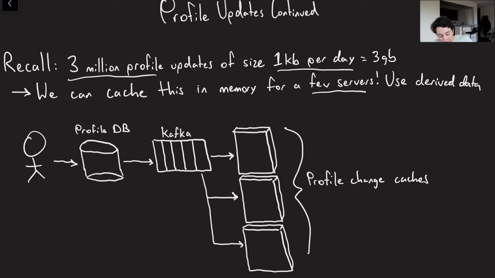So let's say I make a write to my profile database. I've just changed something. Of course, we can use derived data, Kafka over here, and then sync all of our changes for the day into memory, because it's only 3 gigabytes. That is very handleable. So these are our profile change caches. What are we actually going to do with those?